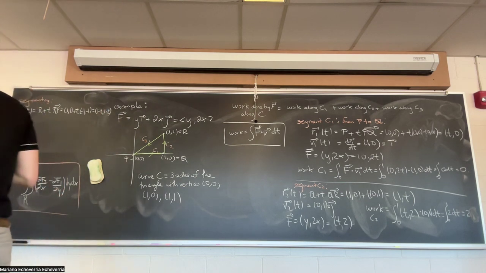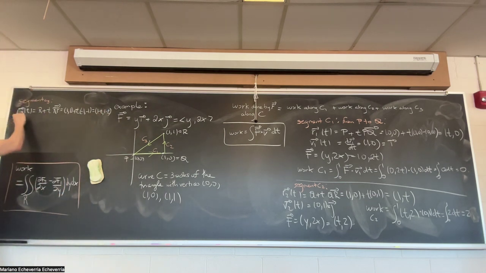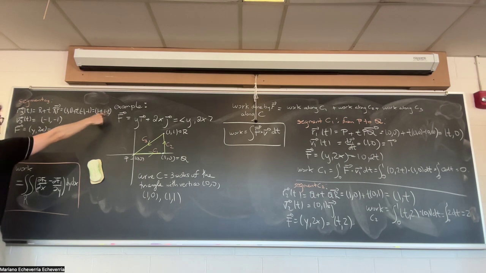Okay. What is the velocity vector? It is the derivative of that, so it's -1, -1. And what is the force along the third segment? The force, which is y, 2x. y is 1 minus t, and x is also 1 minus t, so when you multiply by 2, you get 2 minus 2t.